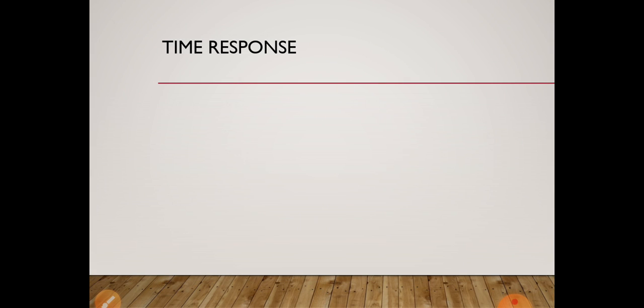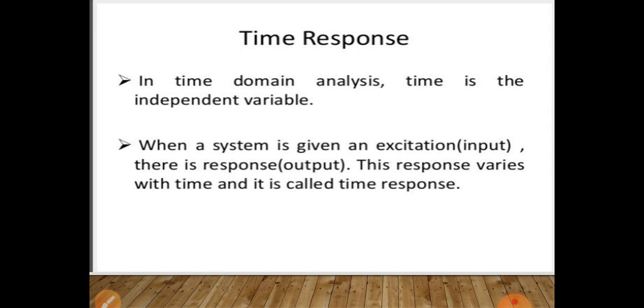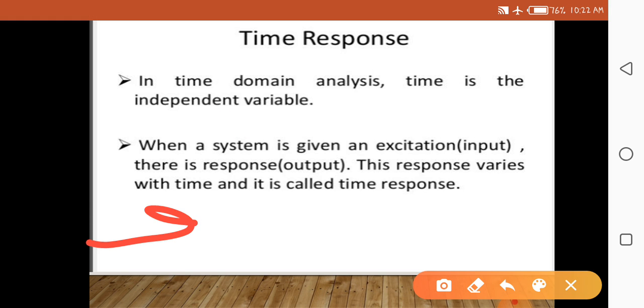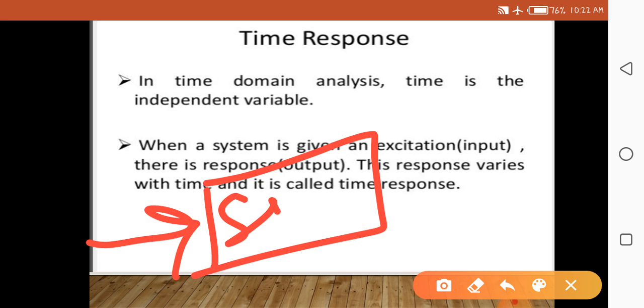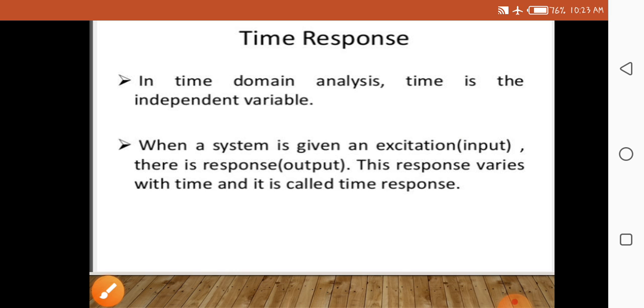Today I will discuss the topic of time response. Let us start. First of all, what is time response? Generally, the time response of a system means how a system behaves in accordance with time. When we apply an input to a system, it produces some output, and when this output varies with time, it is known as time response. Generally, time is the independent variable.